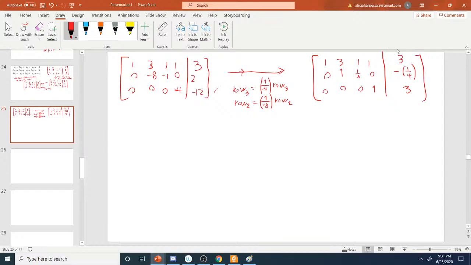Now I can put things in row reduced echelon form. Almost. So I'm going to set row 1 to be equal to row 1 minus row 3. If I do that, I'm going to have 1, 3, 1, 0, augment 0, 0, 1, 1/8, 0, -1/4, 0, 0, 0, 1, 3.